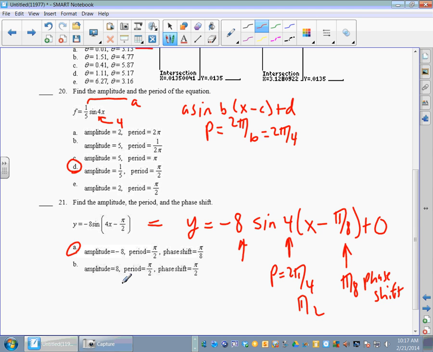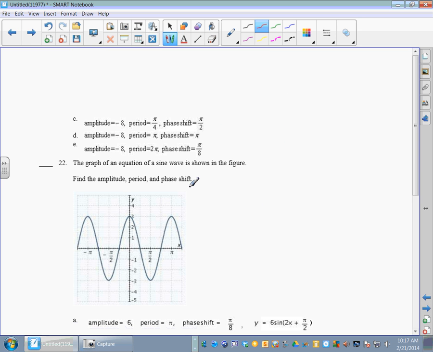Yes. Question? The amplitude is supposed to be positive. Why all negatives? Okay. All right. Moving on. Find the graph.